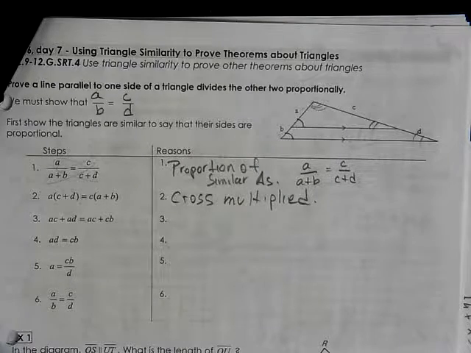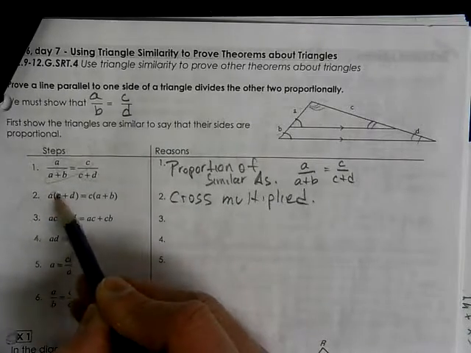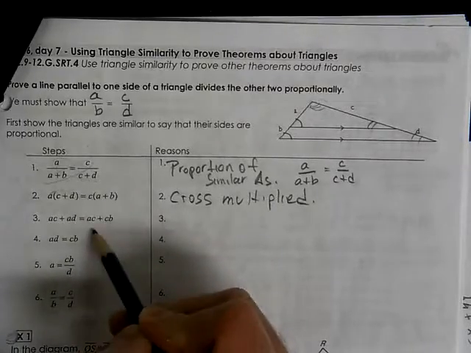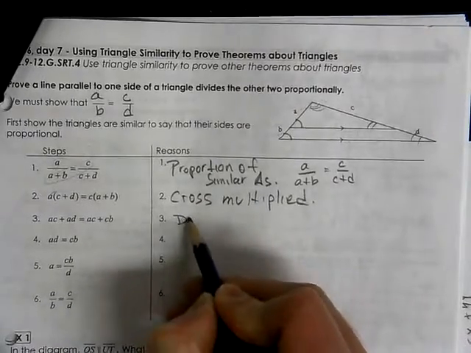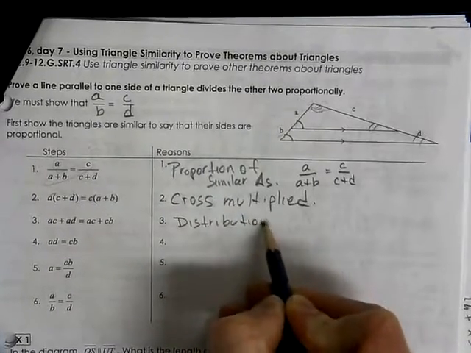So now we're looking at line 3. Where does the line 3 come from? What are we doing to get to our line 3? What's different from line 2 that produces line 3? We distribute through. You take the A times the C and the A times the D. The C times the A and the B. Distribution property.